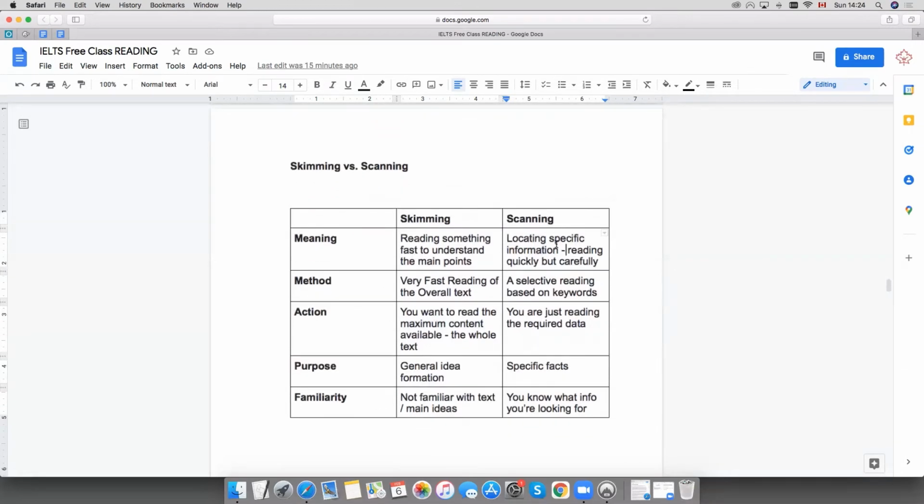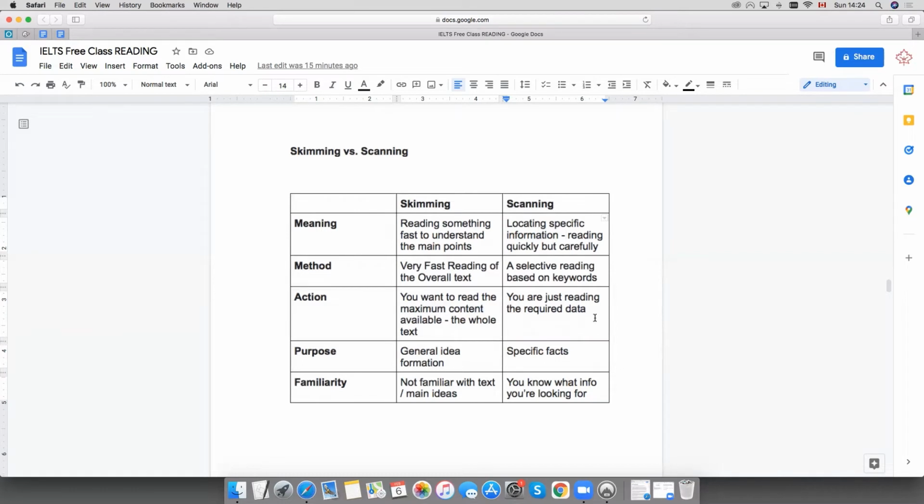So if our keyword is method, for example, we're going to go through, find that word, and now we have a selective reading around the places where that word appears. You're just reading the required information. So you choose your keyword from the question. Hopefully you choose that keyword well, and then you go and find the required information around that word. We are looking for specific facts in scanning, whereas in skimming, there's nothing specific about it.